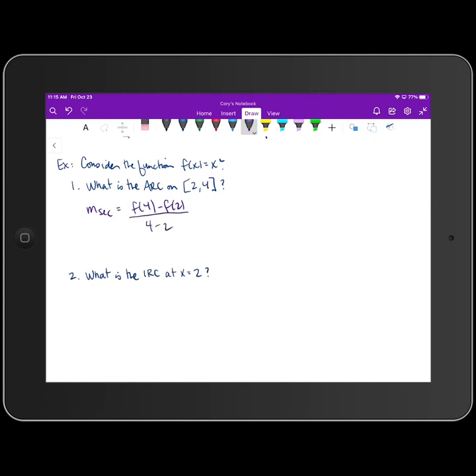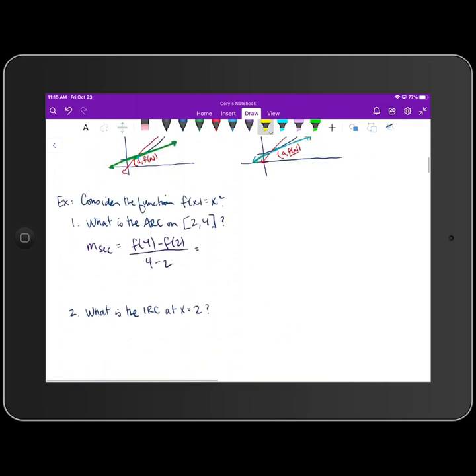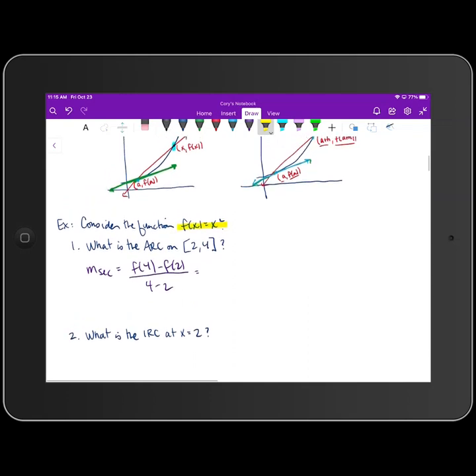So again, that's rise over run. That's a change in the y direction over the change in the x direction. So if we want to calculate f's value at 4 and 2, we're just going to plug those values into our function here. So f's value at 4 is 4 squared, 16, minus f's value at 2, 2 squared is equal to 4, all over 2. So that's 12 divided by 2, so the slope of the secant line there is going to be equal to 6.